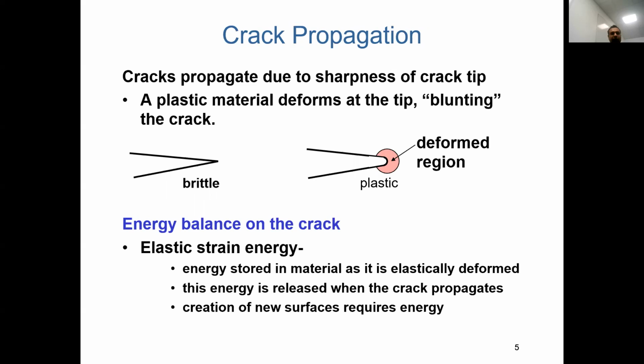Okay, now we call it energy balance on the crack. What does it mean by energy balance on the crack? Every crack will balance some kind of energy before it actually propagates. It will either transfer the energy to cause elastic deformation, or it will transfer the energy to cause plastic deformation. In ductile failure, energy is transformed to create plastic deformation.